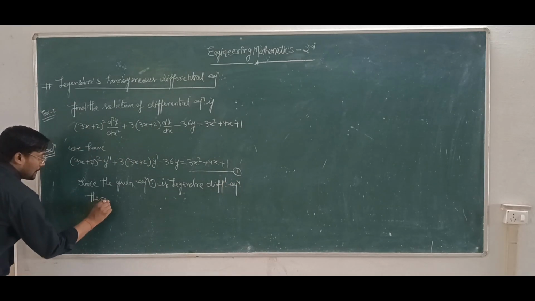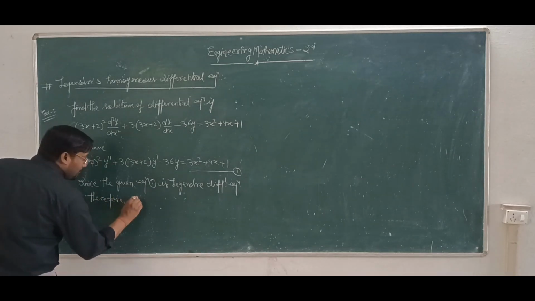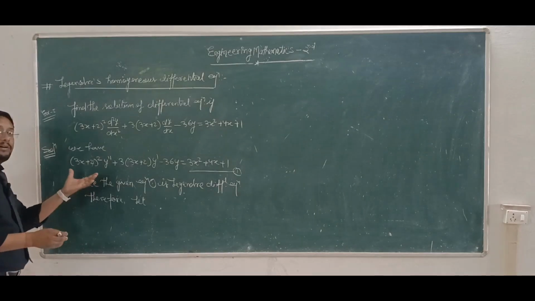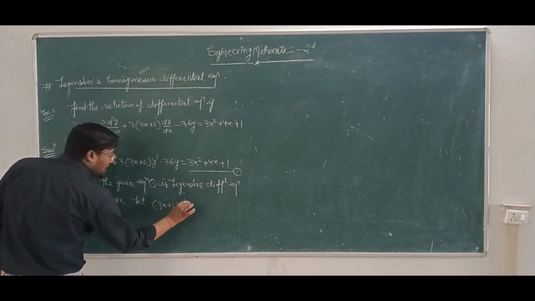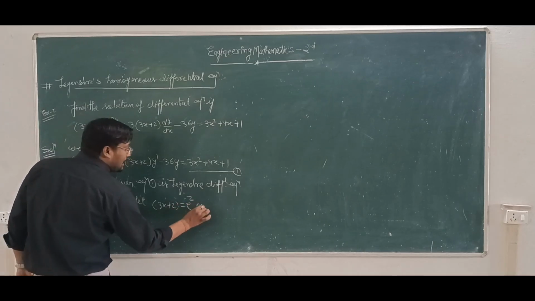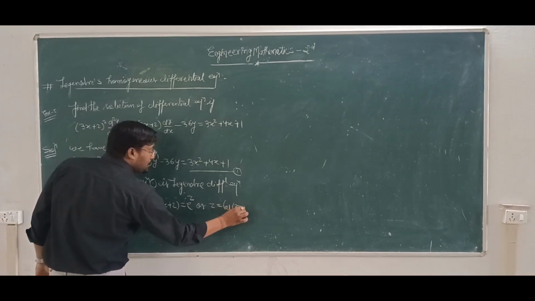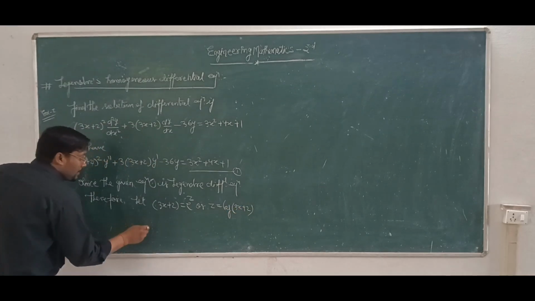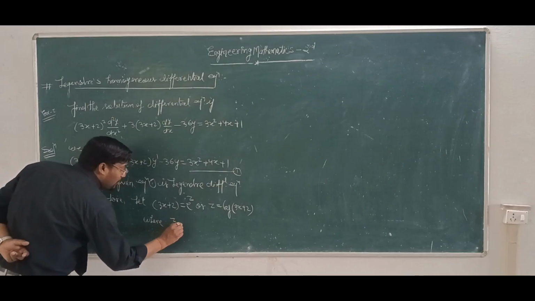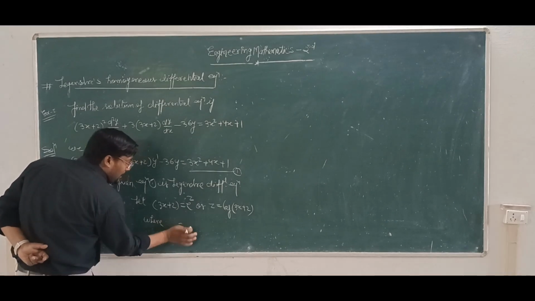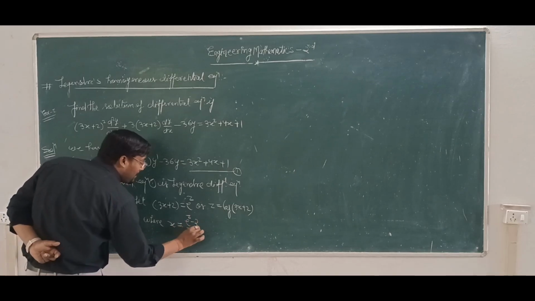Therefore, first of all, let 3x+2 = e^z, or you can simply write z = log(3x+2), where x = (e^z − 2)/3.